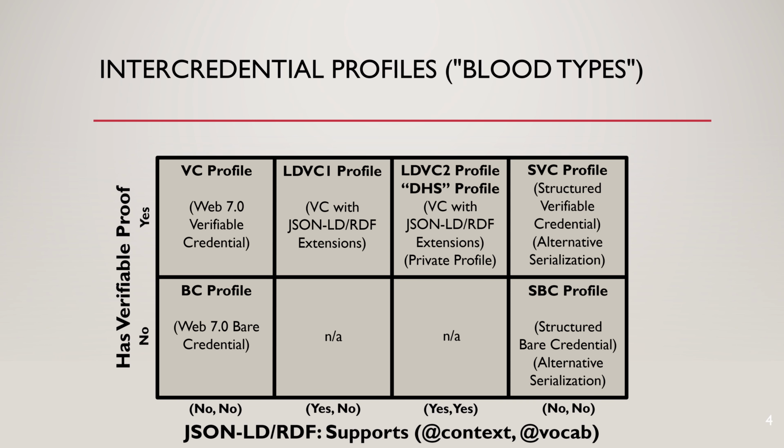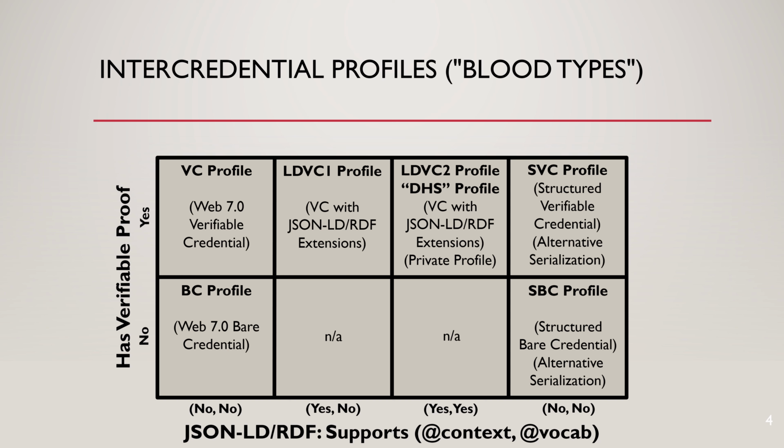This is exactly the same slide as last time. I've just highlighted a couple of things in bold. There is the concept of intercredential profiles or blood types. So you see on the top left, there's the VC profile. Below that, there's the BC profile.